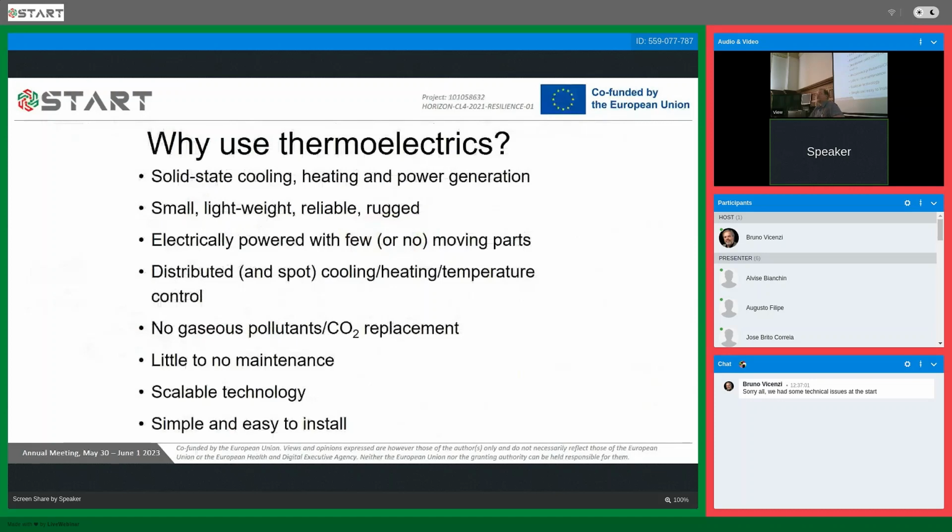So why use thermoelectrics? And by the way, thermoelectrics can not only be used in power generation, but they also can be used as solid state heat pumps. And so you can do solid state cooling, heating, and power generation. They're small, lightweight, reliable, and rugged. They're electrically powered with few or no moving parts. So that's sort of why we use thermoelectrics.